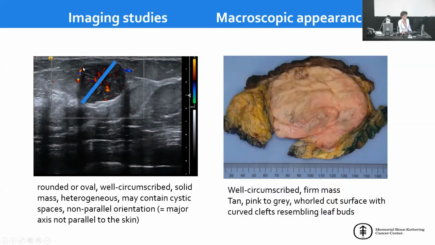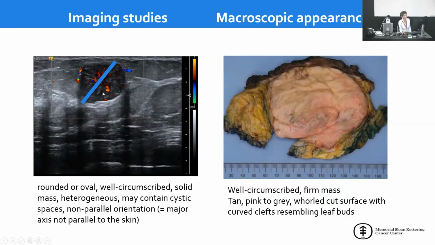It's again rounded to oval, appears well circumscribed under ultrasound, and is more solid. It has a more heterogeneous echogenicity and may contain cystic spaces. And the major axis this time has a non-parallel orientation in relationship to the skin, which is a suspicious finding that you also find in carcinomas.